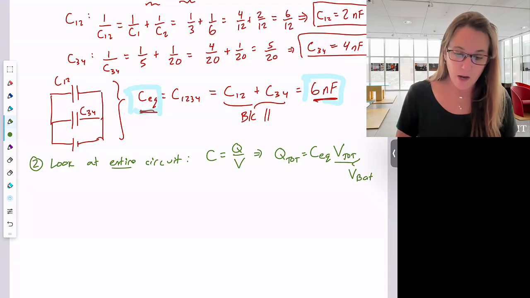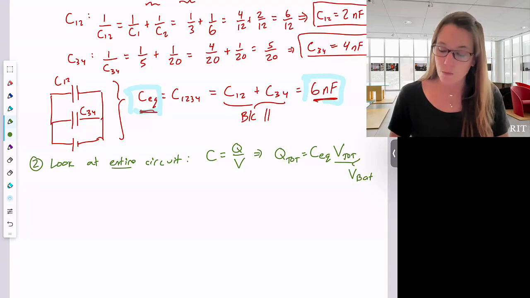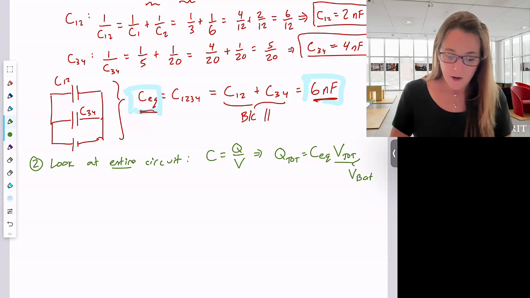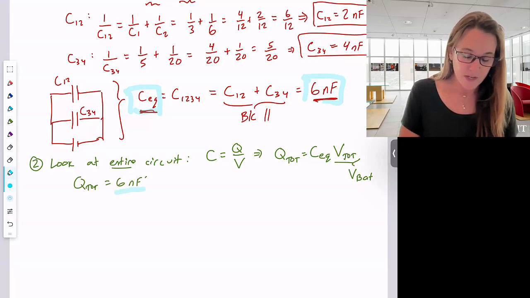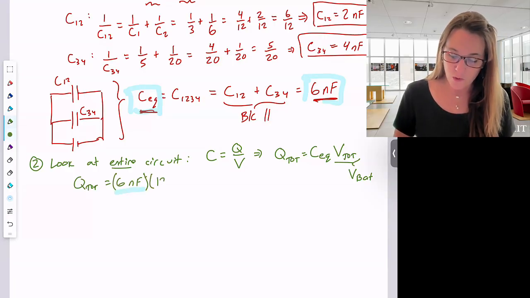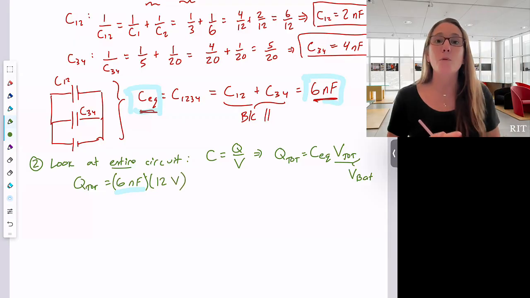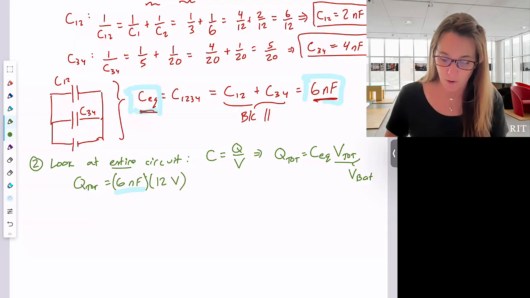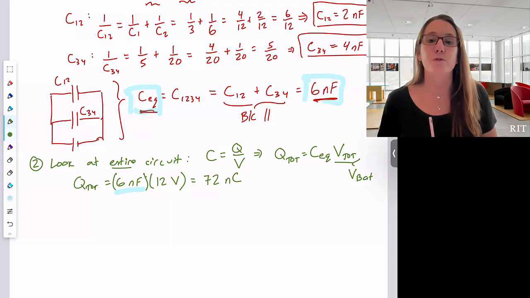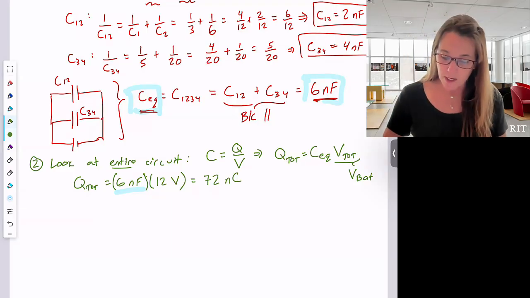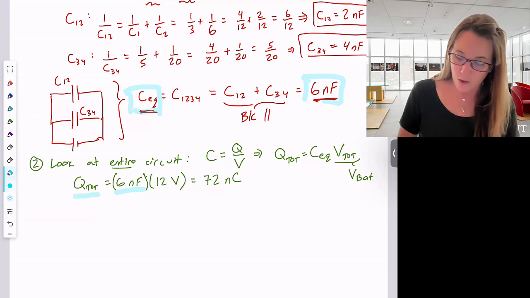And so from this, if we remember that the voltage of the battery in this problem was 12 volts, I can see here that Q total is going to be equal to 6 nanofarads, that previous result we had, times the given 12 volts from the statement of the problem. And so we can see here that this is simply going to be equal to 72. The units of that are going to be in nanocoulombs because it's nanofarads times volts.